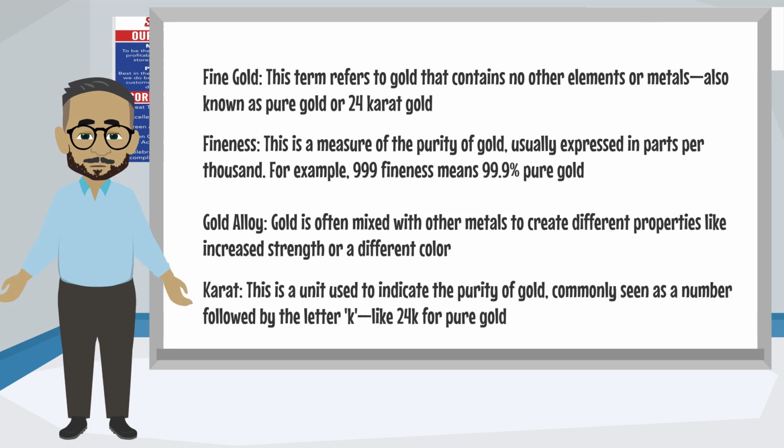Then you have carat. This unit indicates the purity of gold, commonly seen as a number followed by the letter K, like 24K for pure gold. The carat value directly impacts the gold content and therefore the value of the item.